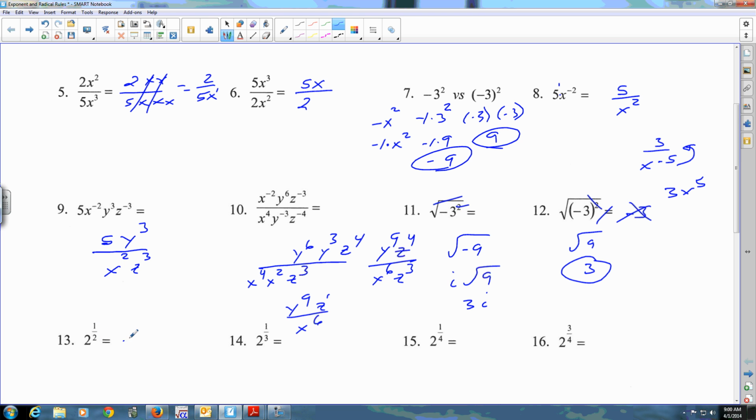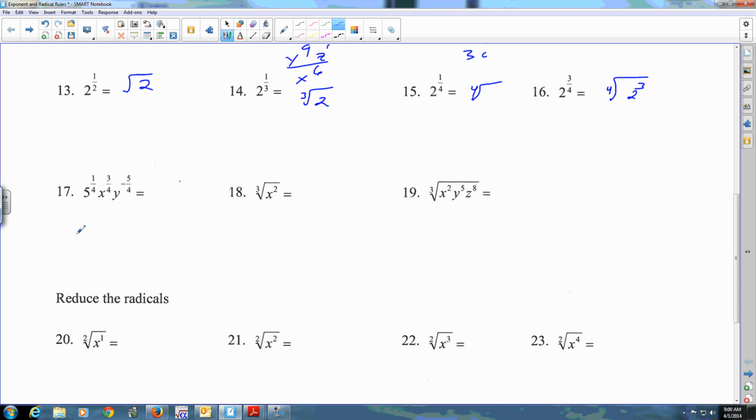Fractional exponents, this is exactly the same thing as the square root of 2. This would be the cube root of 2. This would be the 4th root of 2. This would be the 4th root of 2 cubed. So the top is the power, the bottom is the root.